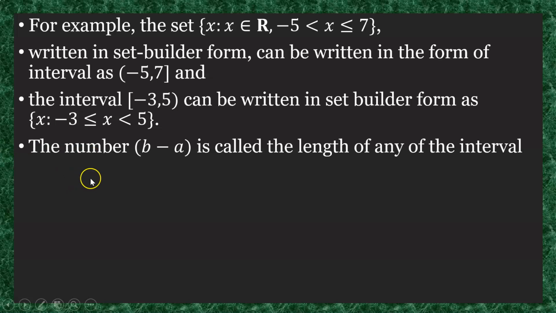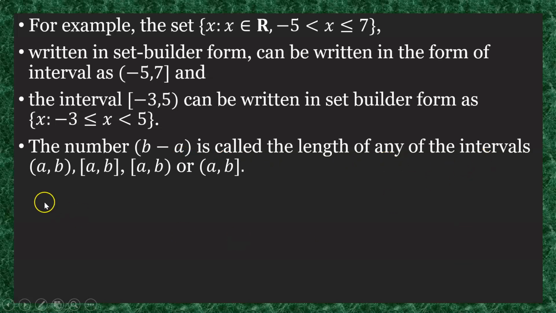The number B minus A is called the length of any of the intervals. Here we have the open interval AB, closed interval AB, semi-closed and open AB, open and closed AB. If you want to find out its length, it's simple: B minus A is called the length of the interval.